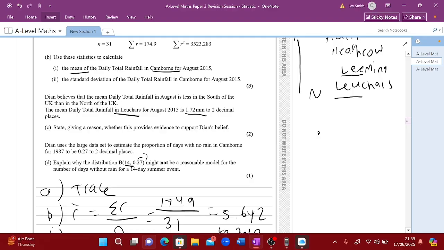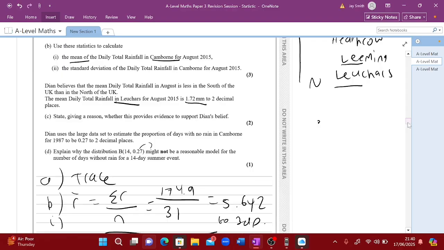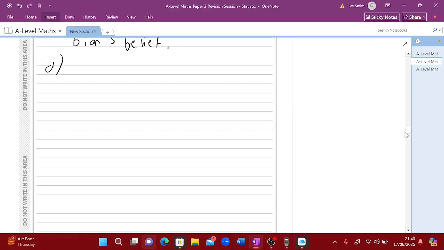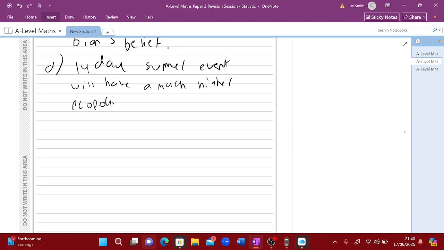So because of that, it's not reasonable, because the probability would not be 0.27. You're assuming the general probability would work for this fixed, really shortened time duration of 14 days. You can't assume it's always 0.27 for every single period in that time, you know? So that's going to be a reason. A 14-day summer event will have a much higher proportion of days without rain compared to the rest of the year, right?